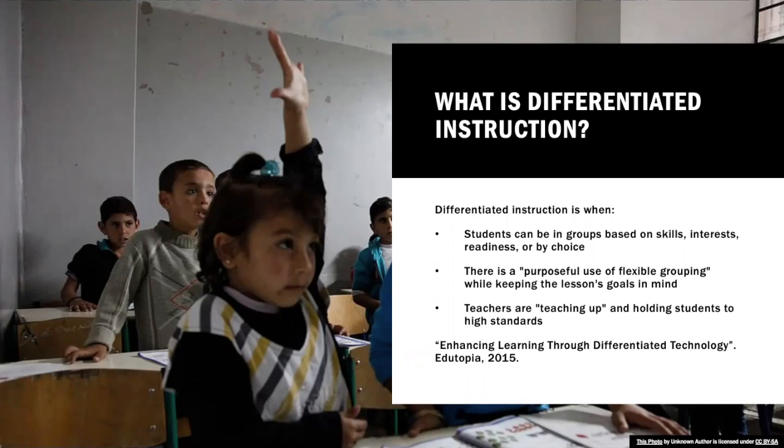Students need to have flexibility and be able to take control of their own learning, and teachers act as a facilitator, giving them a general idea of what the goals are for the lesson and where they need to be, and they're going about how they're doing that. Then the last one, teachers are teaching up and holding students to a higher standard.